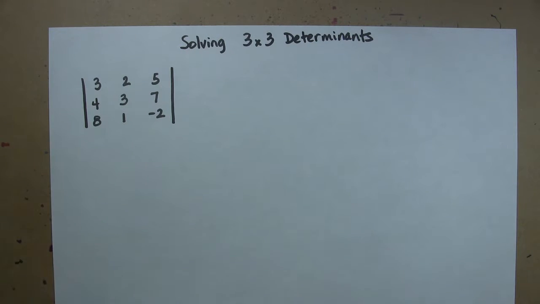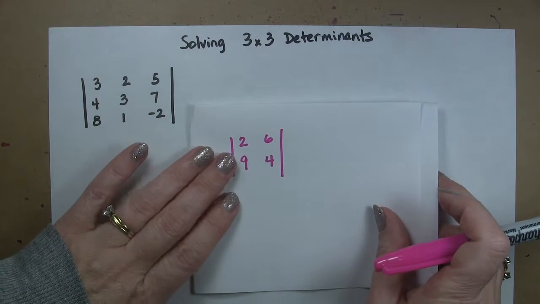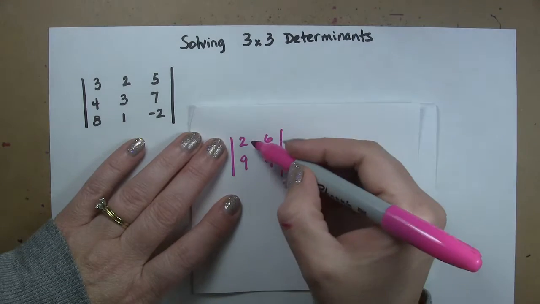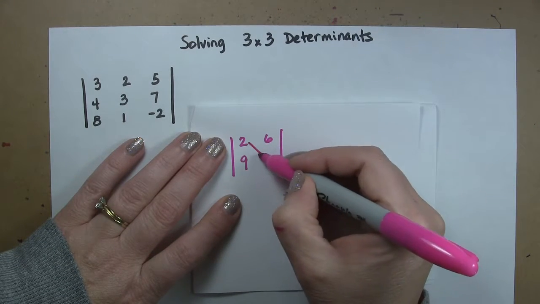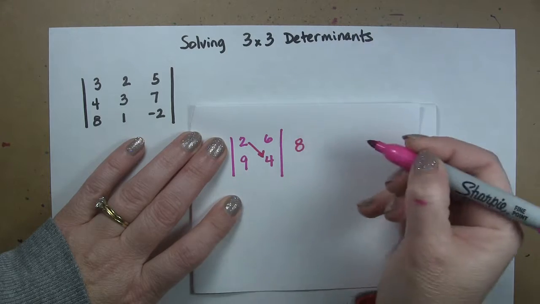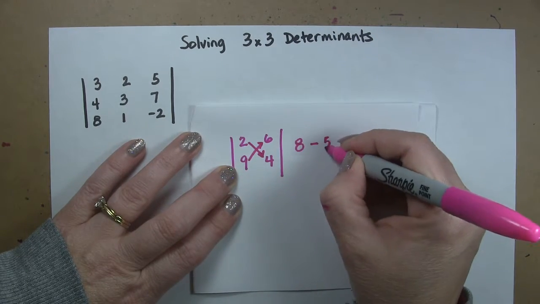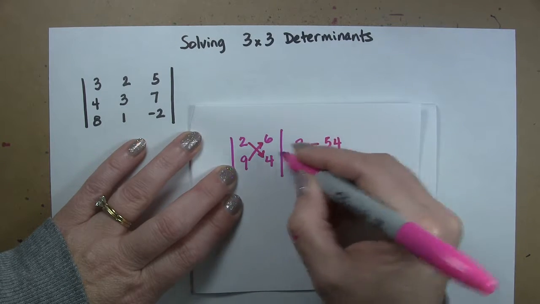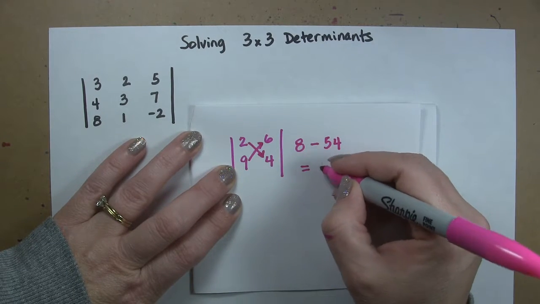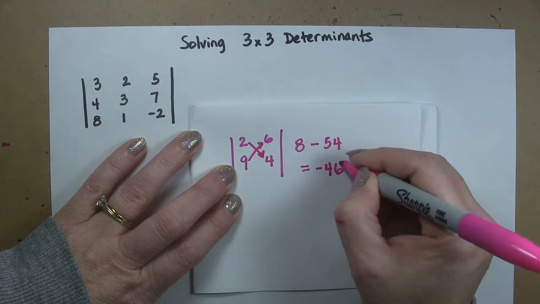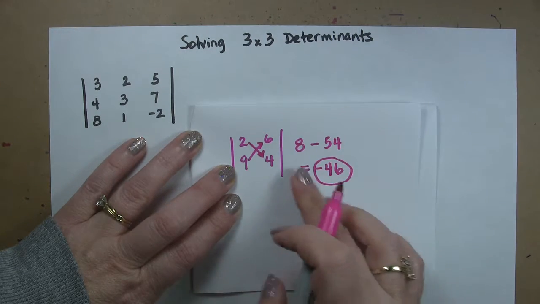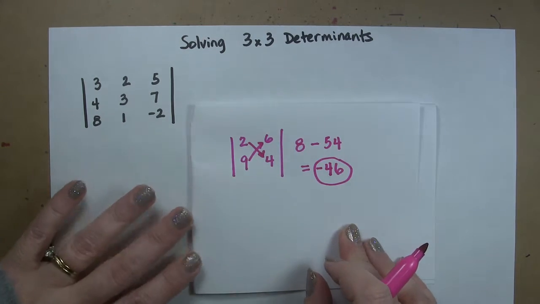Before we get into this, I want to make sure that you understand the 2x2 determinant. So in this case, we would multiply 2 times 4 to make 8. We would then minus 9 times 6, which is 54. So this determinant reduces down into negative 46, because that's what 8 minus 54 is.